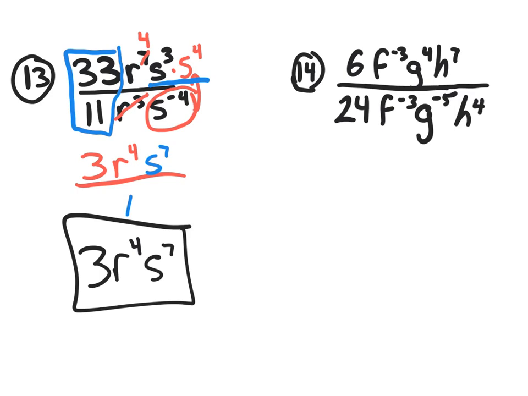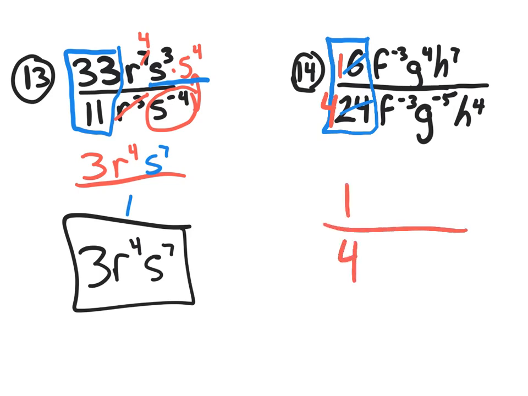Let's move on. Number 14, the last one on this review. I am going to cancel things out. And again, I like to look at the coefficients. If there's a coefficient on top and the bottom, I like to look at that as a regular numeric fraction. So 6 over 24, could I reduce that? Yes, what is it reduced to? 1 over 4, right? So the 6 and the 24 becomes 1 over 4. Let me do it in red. That's my new fraction. So on my answer, I could put a 1 up here, a 4 down here.